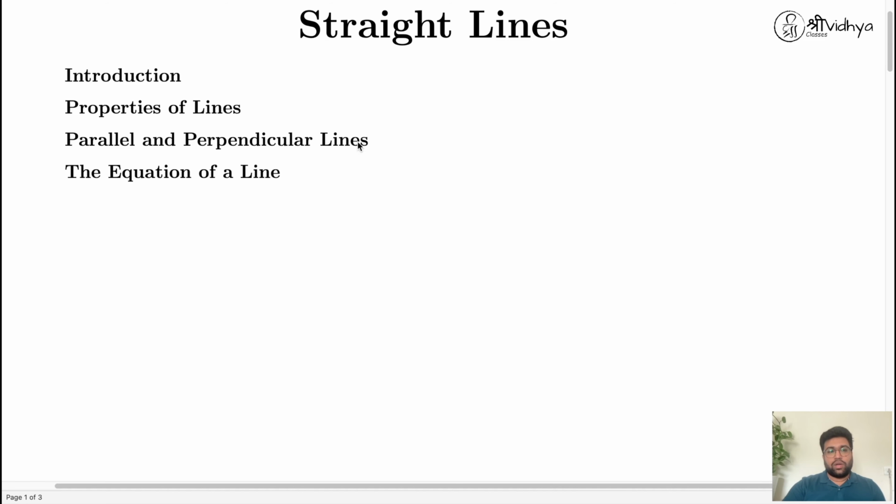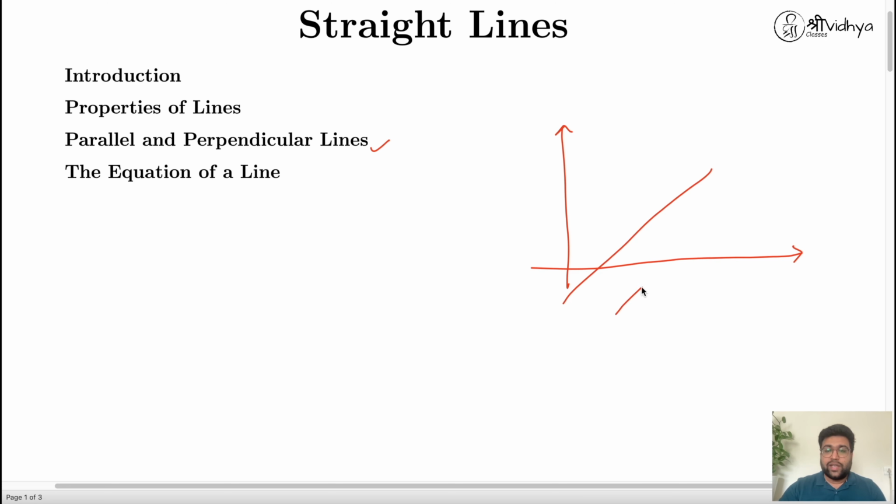Now let us talk about what are parallel and perpendicular lines. Parallel and perpendicular lines can be studied using the slopes or the gradient of a line. Suppose this is a Cartesian system. For any lines to be parallel, they should have the same inclination. That means they should have the same angle from the positive x-axis. This angle should be the same. That means the slope, which is equal to tan of theta, should be the same for parallel lines.